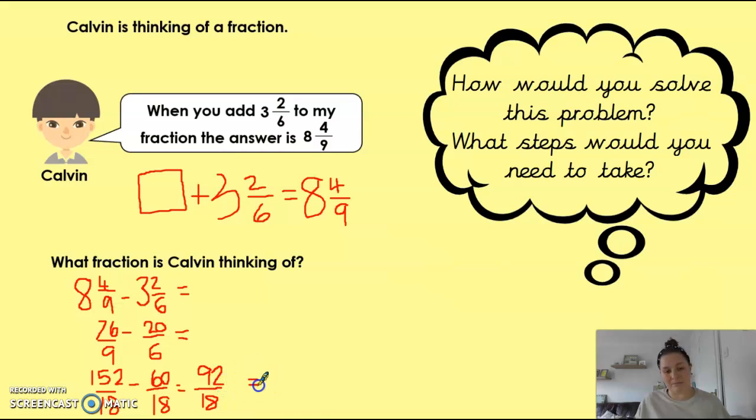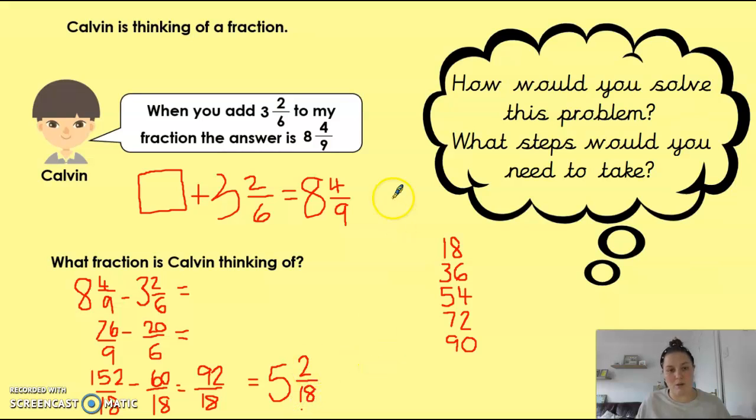And then I'm going to have to work out what that is as a mixed number. Okay, I'm going to need my 18 times table. So there it is, my 18 times table. And I can see that there's 1, 2, 3, 4, 5 lots of 18, and 90, 5 wholes would make 90, and then I've got 2 more, so 5 and 2/18, which can simplify down to 1/9. So 5 and 1/9 being my answer. Well done if you got that right.